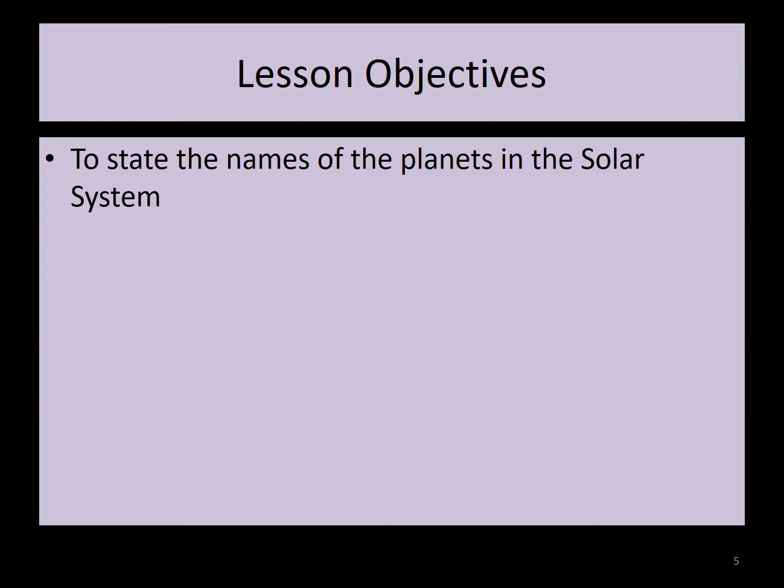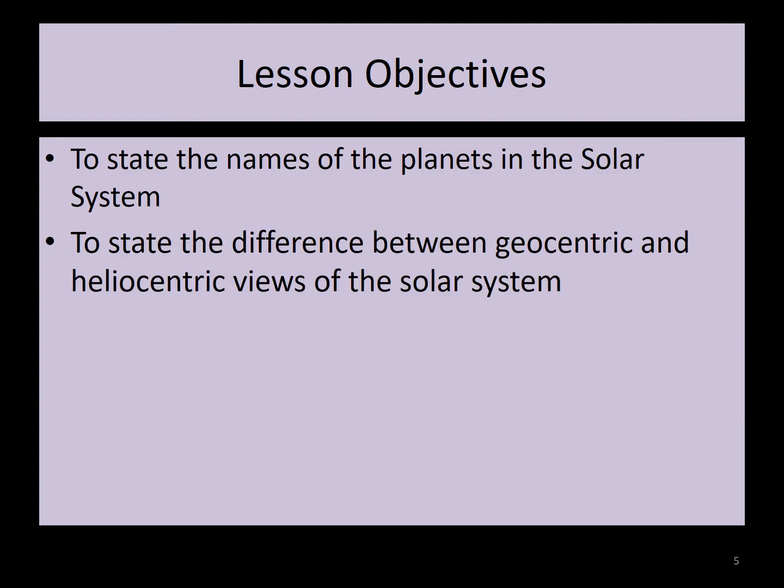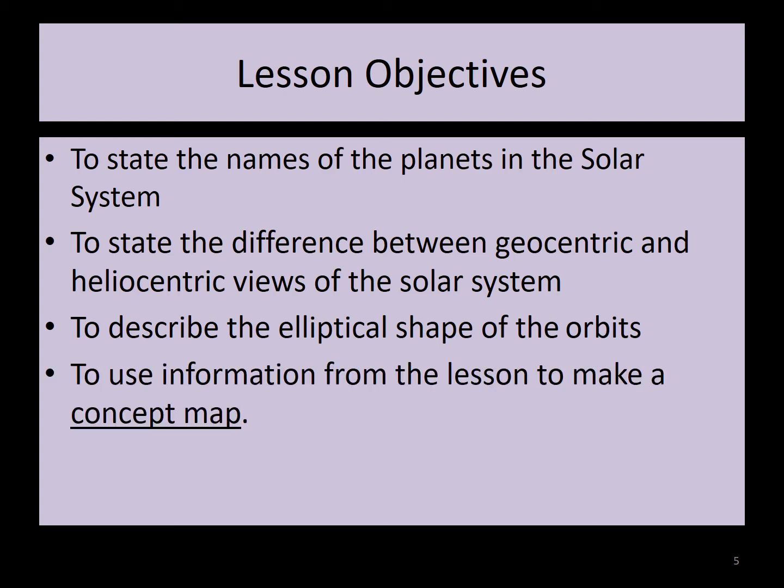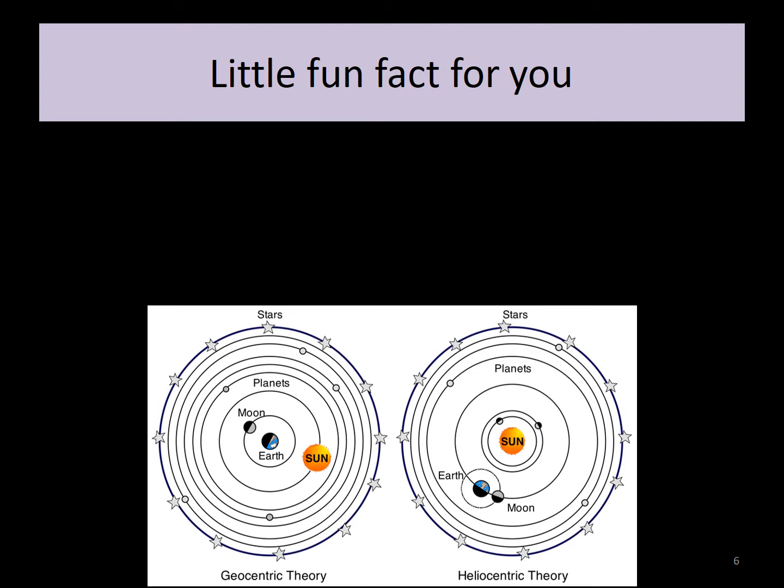So your lesson objectives for today, we're going to state the names of the planets in the solar system. We're going to state the difference between the geocentric and heliocentric views of the solar system. We're going to describe the elliptical shape of the orbits. We'll see what that means later on. And we're going to use information from the lesson to make a concept map, which we'll also see what that means.